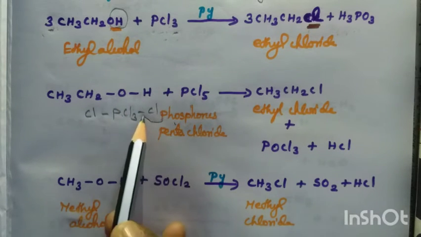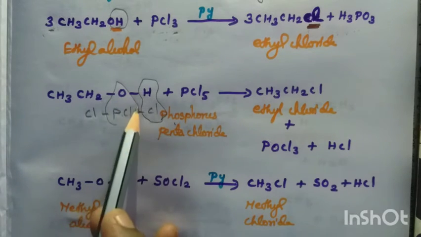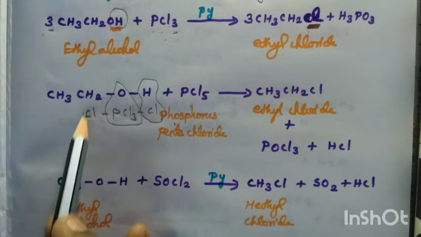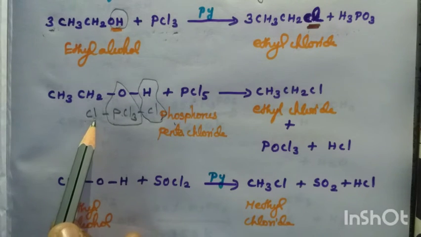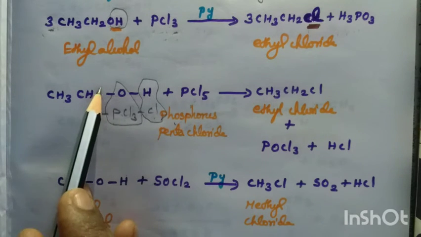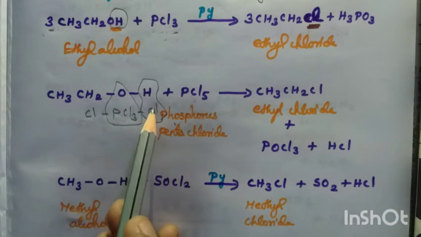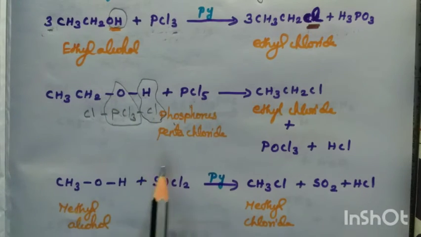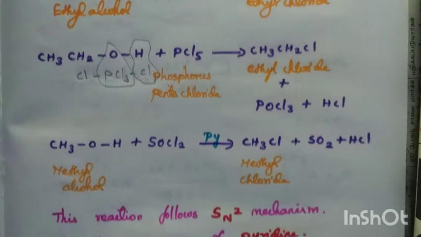Here Cl. What happens? HCl goes out. POCl3 goes out. We get ethyl chloride. So PCl5 with alcohol means write in this manner. That is Cl, PCl3, Cl. Cl should be along with the alkyl. PCl3 with O and Cl with H. So we get ethyl chloride with PCl5.